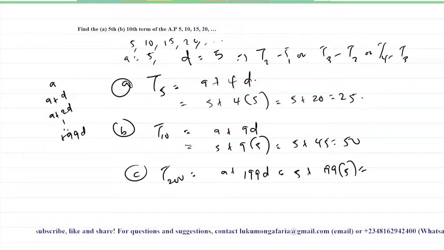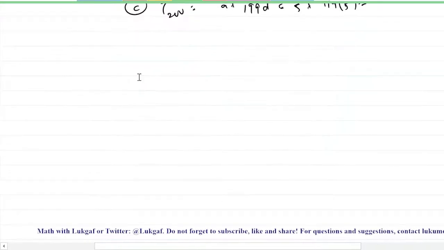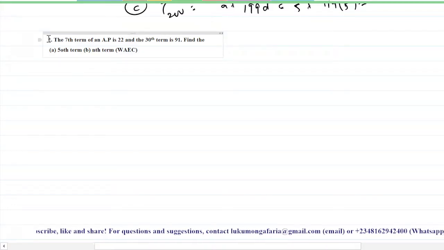So the next example I'm going to give is a WAEC question. So this one is a WAEC question. Example. Okay, let me just copy it here straight away. So the question says, the seventh term of an AP, you don't need to stress yourself.